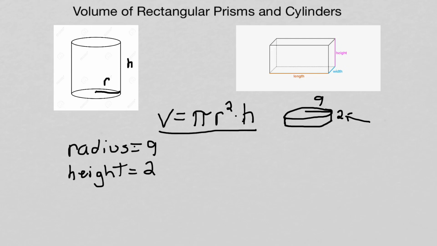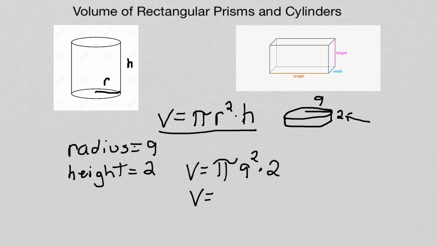All right, let's put this in. So the volume for this equals, let's see, the radius is going to be 9. First it's going to be pi times the radius, which is 9, squared, times the height, which is 2.